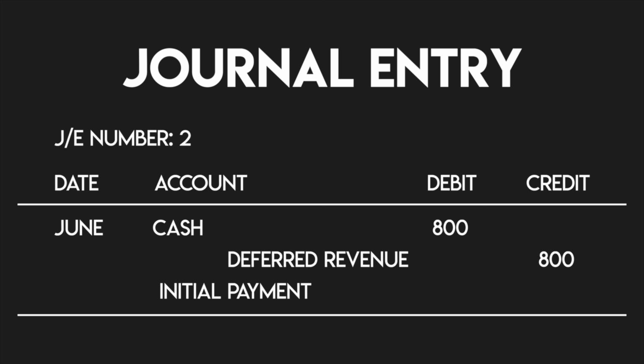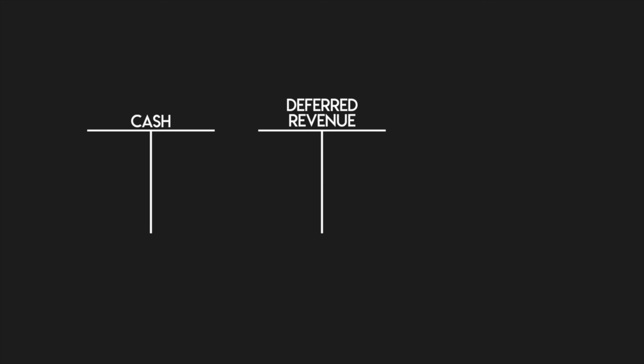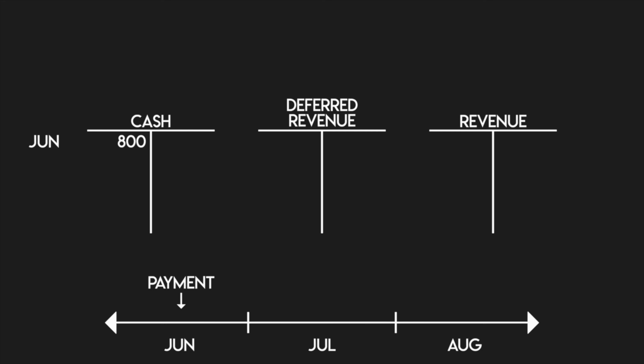Let's see how this journal affects your general ledger. Now you've got 3 T accounts: cash and deferred revenue in the balance sheet, and revenue, normal revenue, in the income statement. Your cash account has a debit balance of $800 from my initial payment, and your unearned or prepaid revenue account holds a liability of $800. The normal revenue account is empty because we can't recognize any revenue at this point.